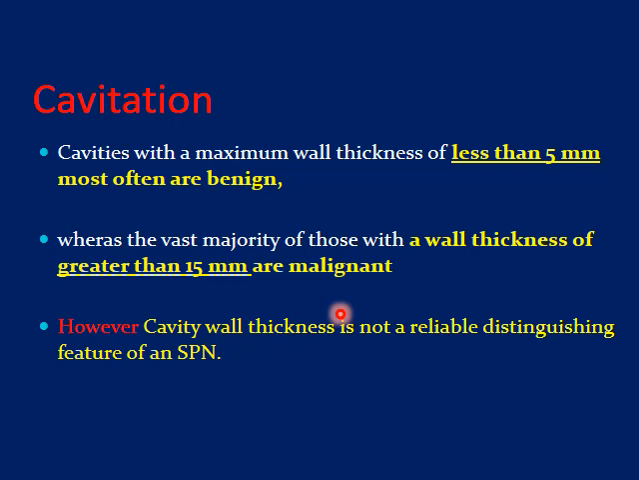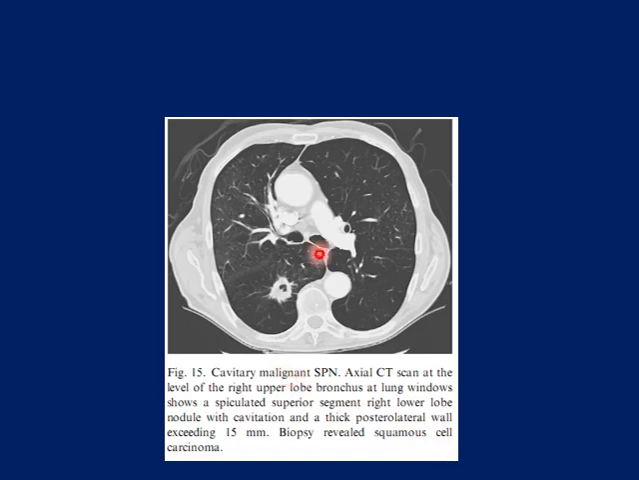However, cavity wall thickness is not a reliable criterion to differentiate benign from malignant, and you should be cautious. And of course, history is very important to differentiate a benign or inflammatory abscess from a cavitating neoplastic lesion. This is an example of cavitation inside a solitary pulmonary nodule. As you see, it has corona radiata or spiculated margin, and in addition, there is a core of cavitation.